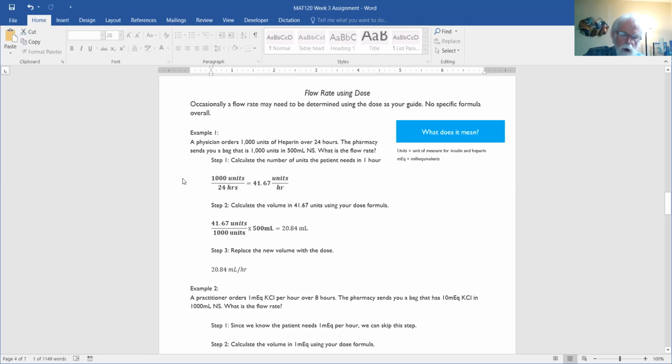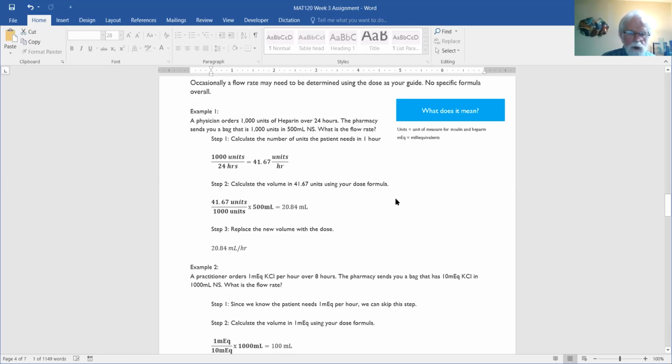But we can approach this a slightly different way and look at what this tells us about the number of units per hour. If we're putting in 1,000 units over 24 hours, then we divide 1,000 units by 24 hours and get 41.67 units per hour. Don't round off. Keep that number. So we go down to the next step.